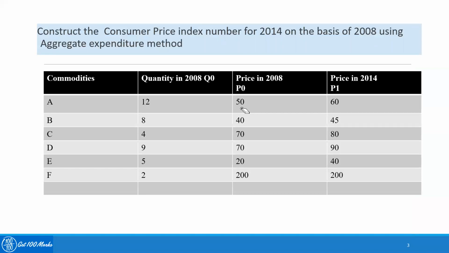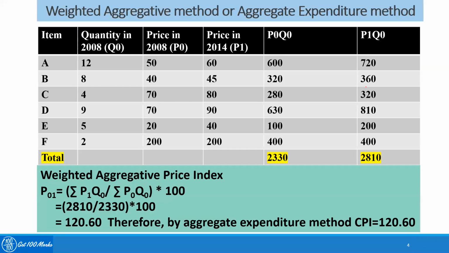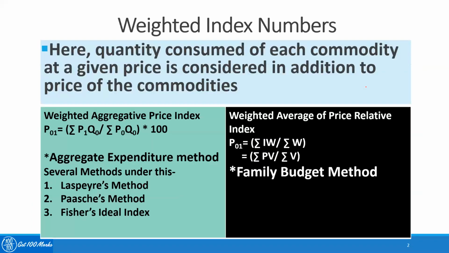Let's see how to calculate the weighted aggregative expenditure method. I have taken one example. There are 6 commodities given. Their quantity consumed in the base year, which is 2008, is given. The prices in 2008 for each commodity are given, and the prices in 2014, which is the current year, are given for each commodity. So how to do that? The first thing is we need the formula. The formula is summation of P1 Q0 divided by summation of P0 Q0.